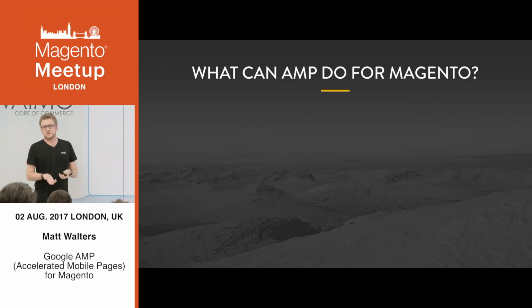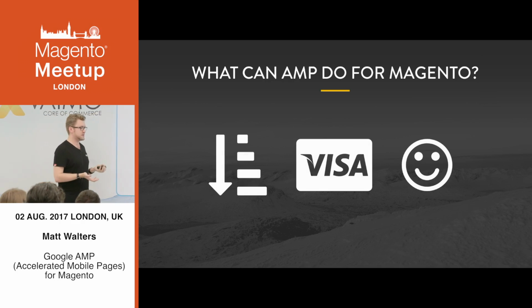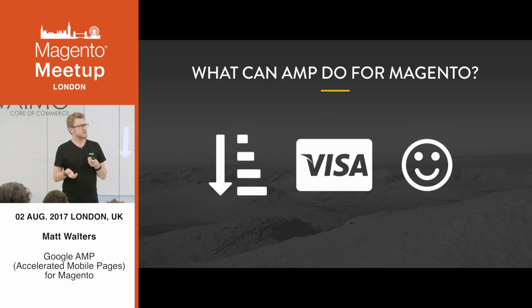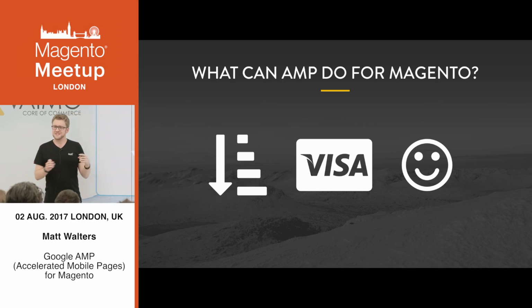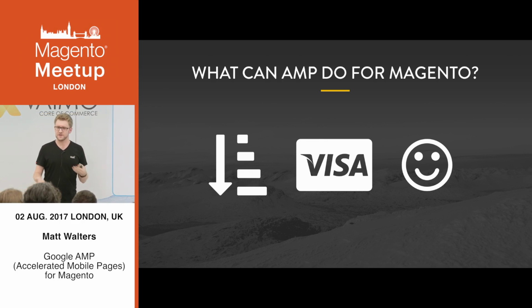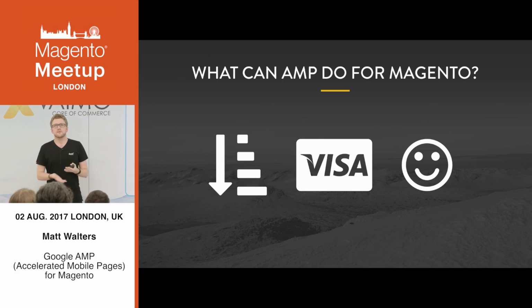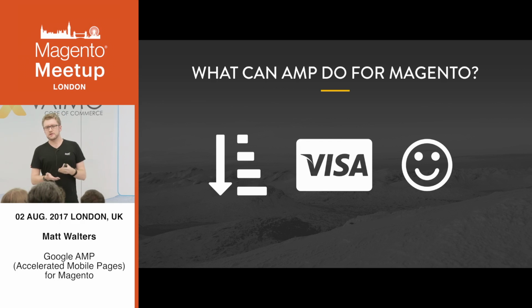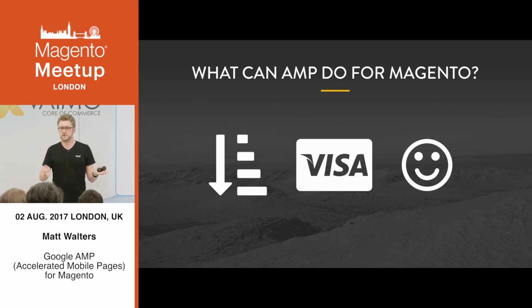So what can AMP do for Magento? Basically, it'll decrease bounce rates. Obviously, if you can get your product page in front of the users quicker. The problem at the moment is if you visit a page on Magento, you're downloading all the CSS for the whole site before you've even been to the whole site.